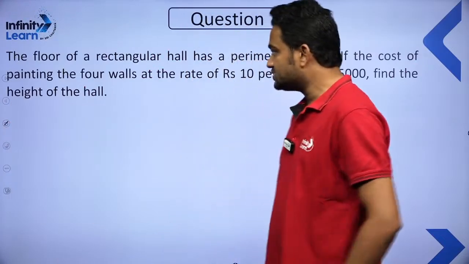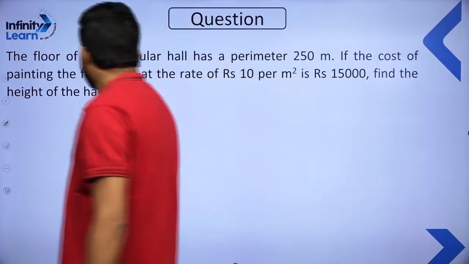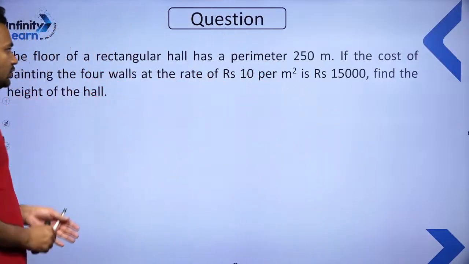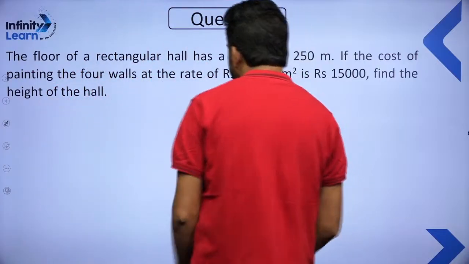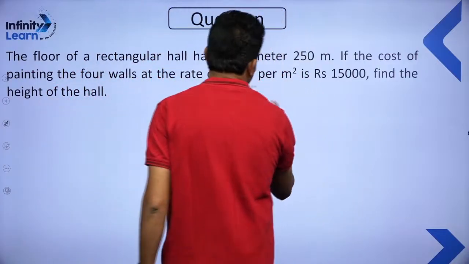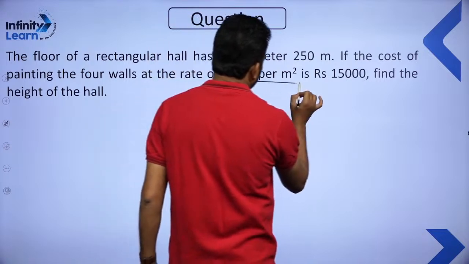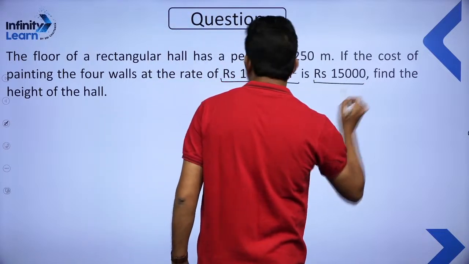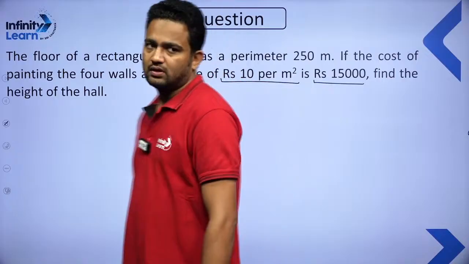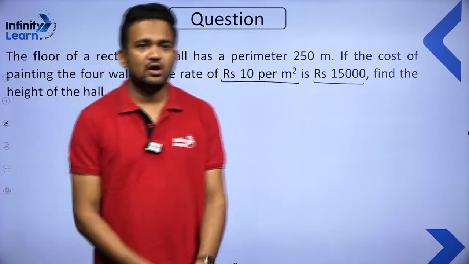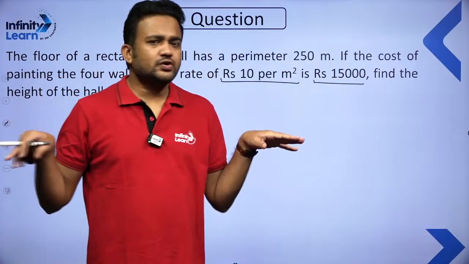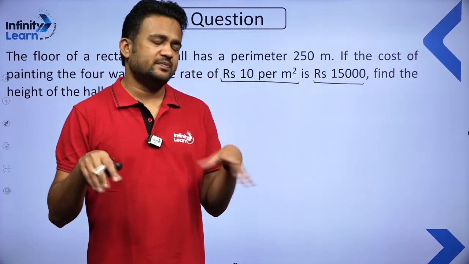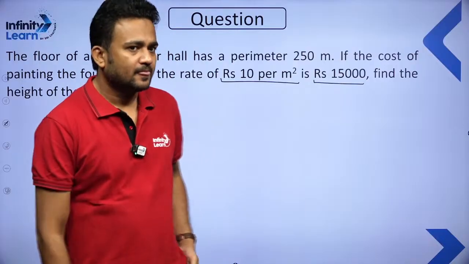So the first question is, the floor of a rectangular hall has a perimeter 250 meter. If the cost of painting the four walls at the rate of rupees 10 per meter square is rupees 15,000, find the height of the hall. You have to find the height of the hall. How will we do this? So what is the shape of the hall? Cuboid, right? And the question is based on the surface area of the cuboid.